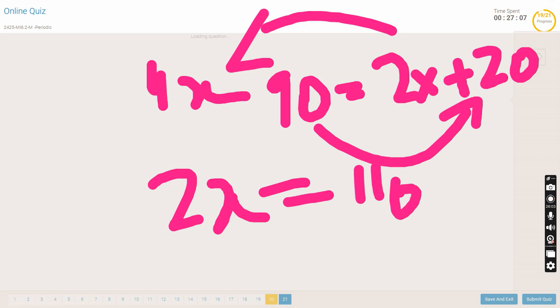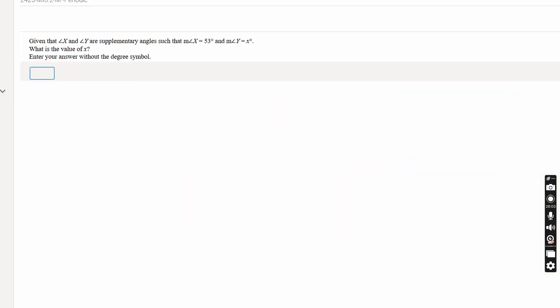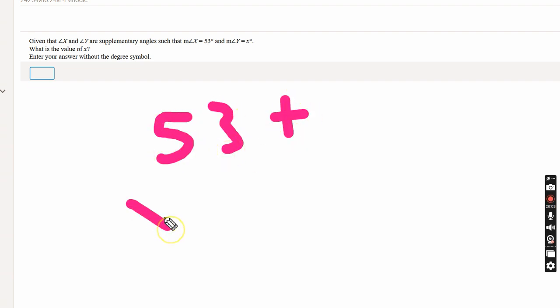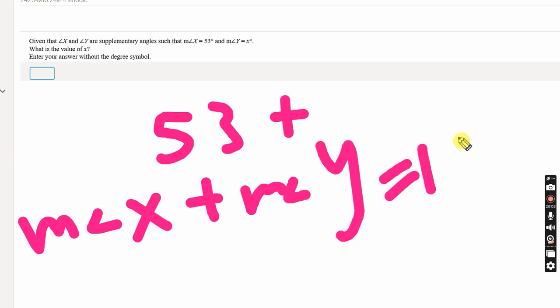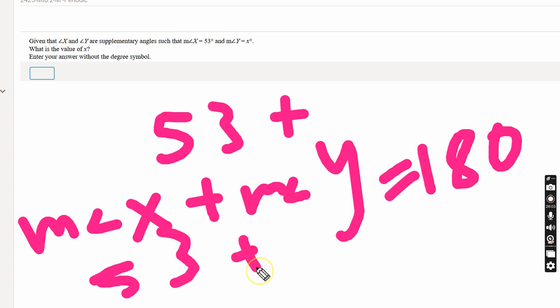The next one, again, here there's supplementary. Supplementary means that measure angle x plus measure angle y is equal to 180. So you know that one of them, x, is 53. You take the 53 to the other side. What's 180 minus 53? So 180 minus 53 gives you 127. So you'll get 127 here.